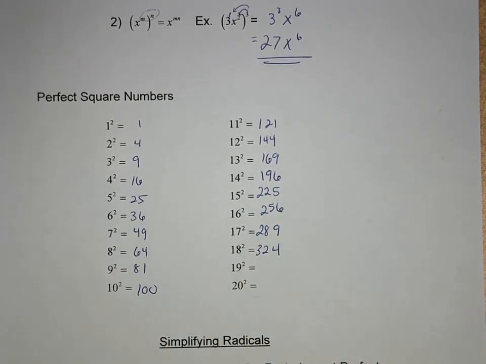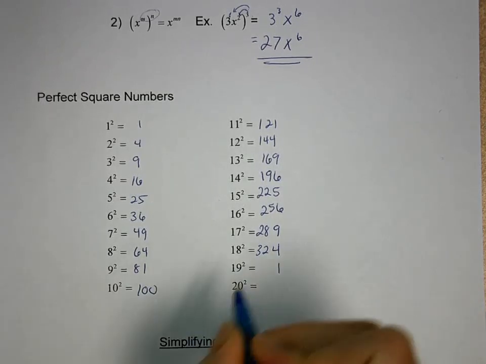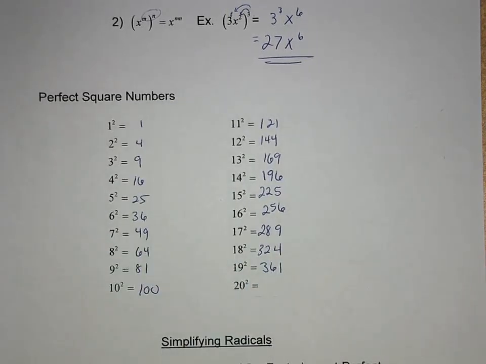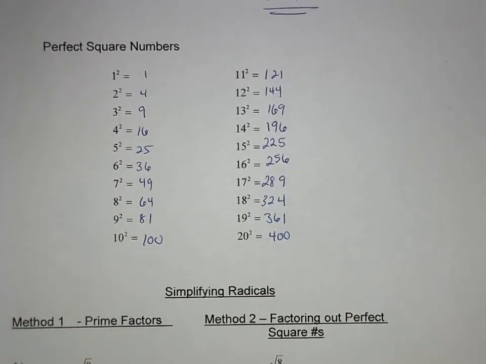19 squared, well 9 times 9 is 81, so I know I have a 1 here, and then I just go 4 times 9. Now that's just a quirky way of memorizing it, but it works for those three, 17, 18, and 19. And then 20 squared should be an easy one. That should be 400. So seriously, if you got over half, you can do these.